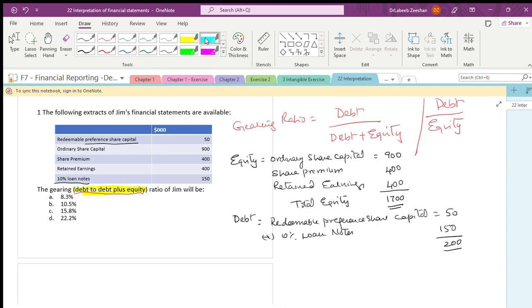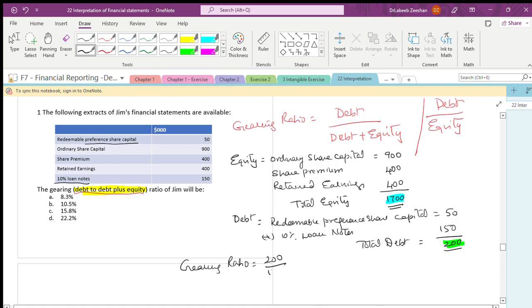Total equity is 1700. Total debt is how much? Now the gearing ratio. Gearing ratio is how much? 200 divided by 1700. How much will you get? 0.112.